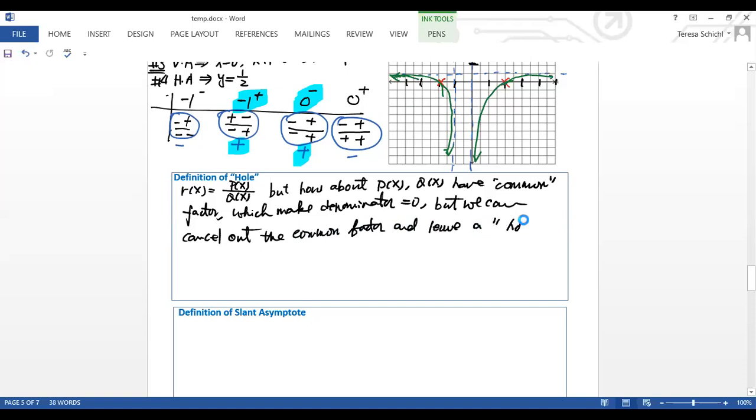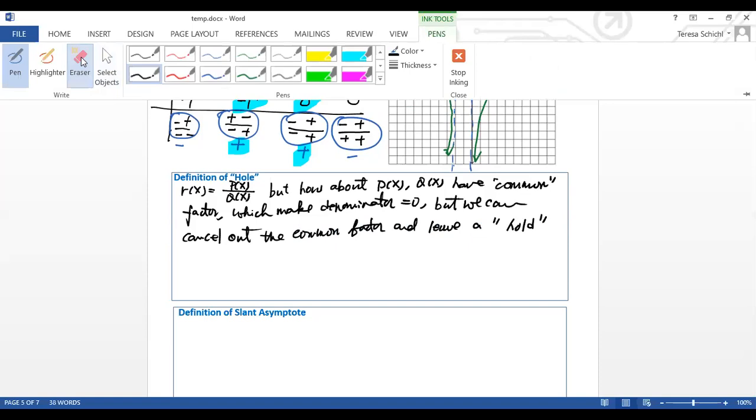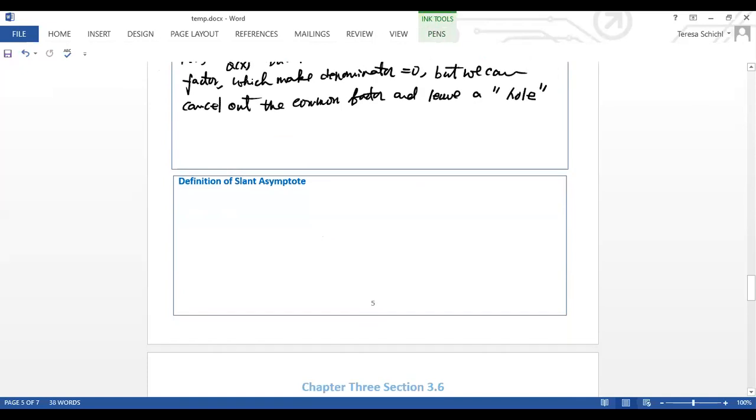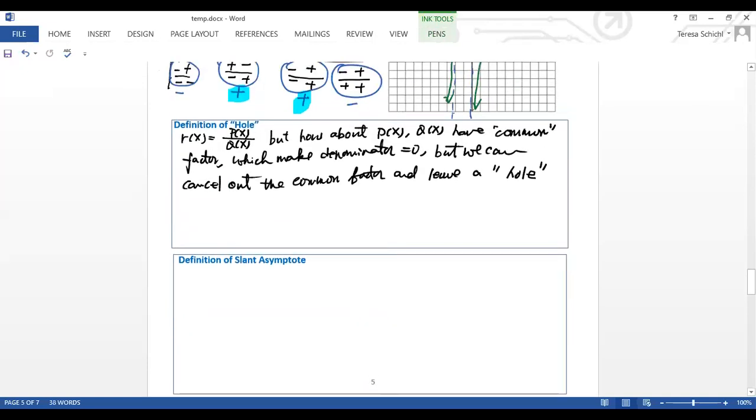what do we call this? The hole here. All right, so let's leave a hole here. Okay, that is what we have. That is the definition of the hole, and we're going to do some examples here. Then the next thing here is similar.